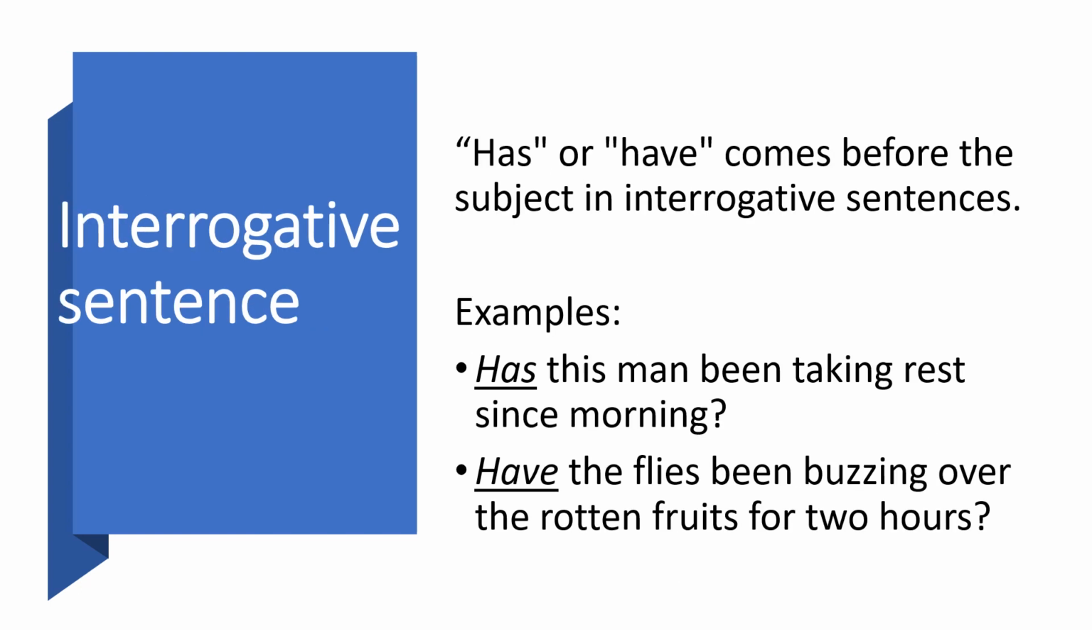Interrogative sentences of present perfect continuous tense. Has or have comes before the subject in interrogative sentences. For example, has this man been taking rest since morning? Have the flies been buzzing over the rotten fruits for 2 hours?